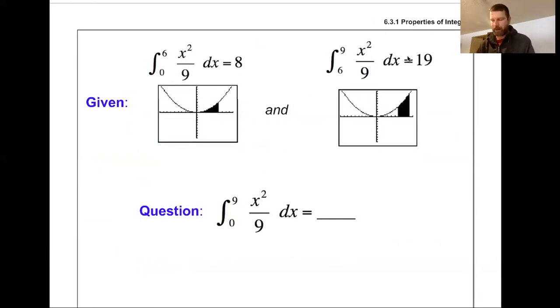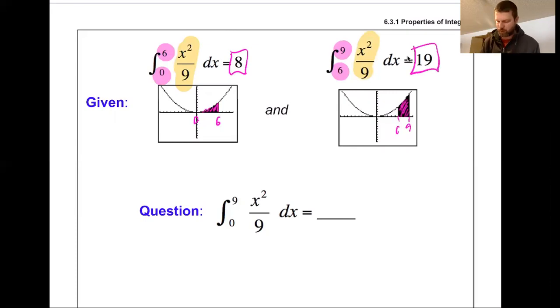All right, so here we've got an integral. Oh, this part's important. X squared over 9, x squared over 9, same function. The difference is the first one is the integral from 0 to 6, and the second one is the integral from 6 to 9. So when I take the integral from 0 to 6, I'm finding the area starting at 0 and ending at 6. I'm finding that area there, and that area is 8. When I take the integral from 6 to 9, I start at 6, I end at 9, I find that area right there. That area is 19.